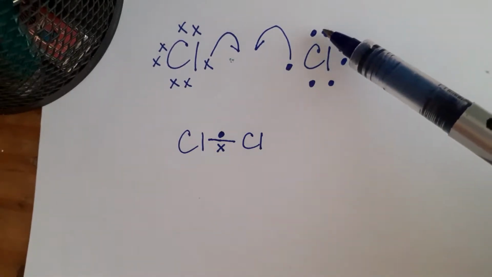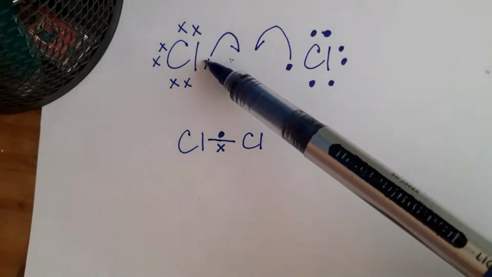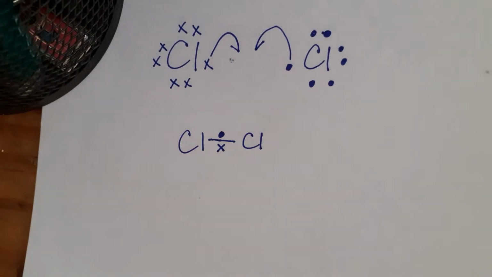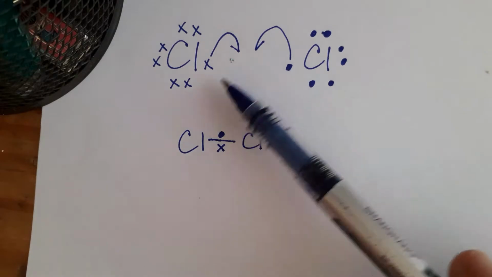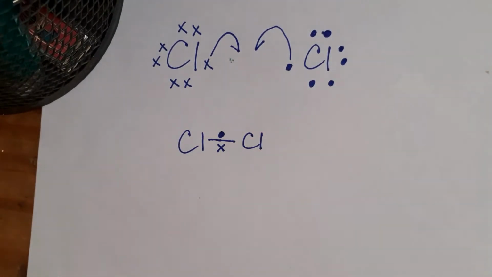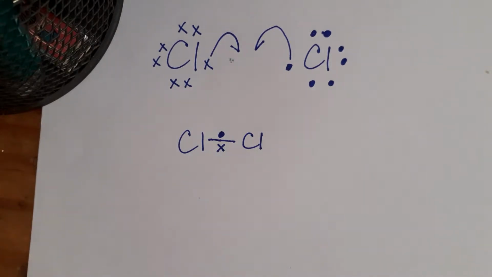Here I have shown the electrons in this chlorine atom as dots, while in this one I've shown them as X's. But in reality, electrons all look the same. But for clarity, I've just shown them using different symbols. Now, let's look at our chlorine bond that we have formed. This chlorine bond can also break.